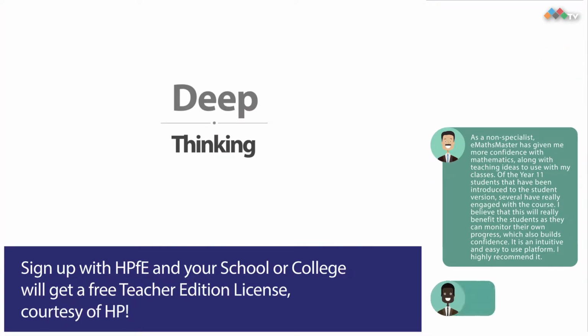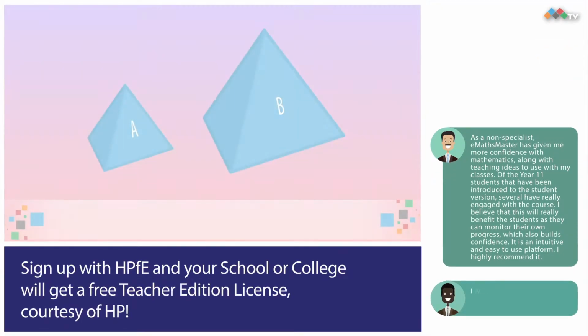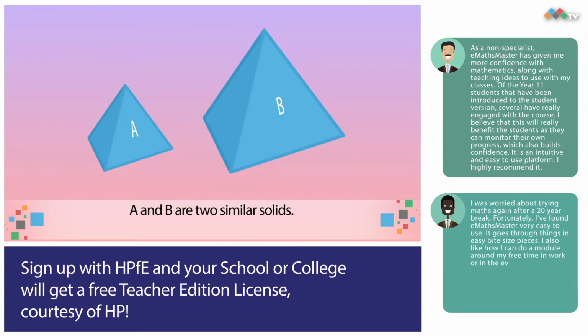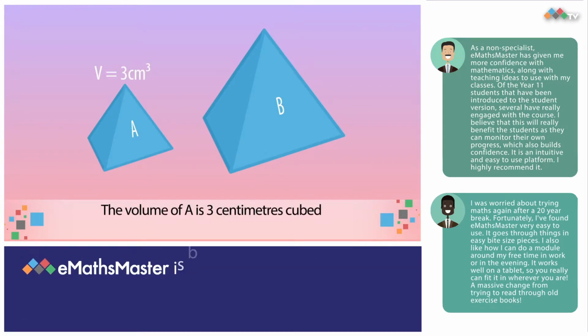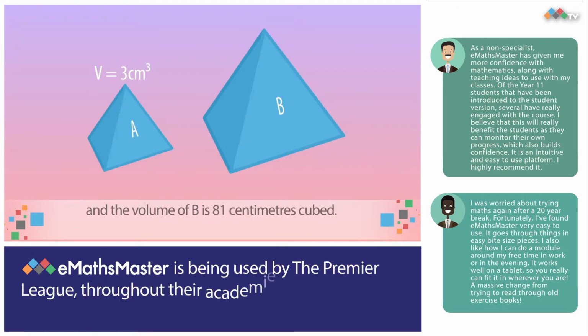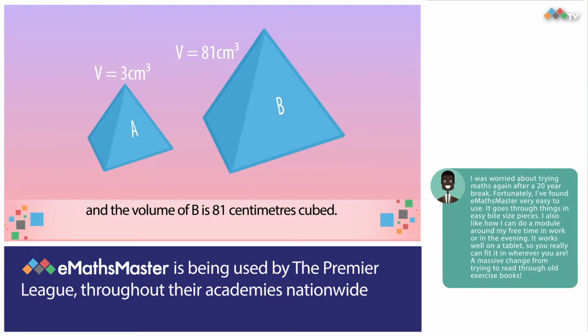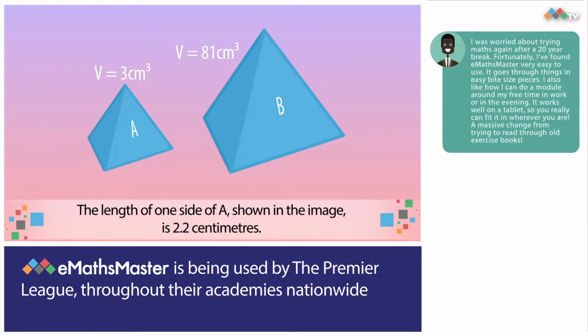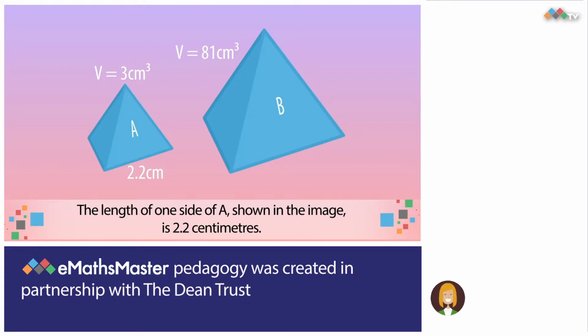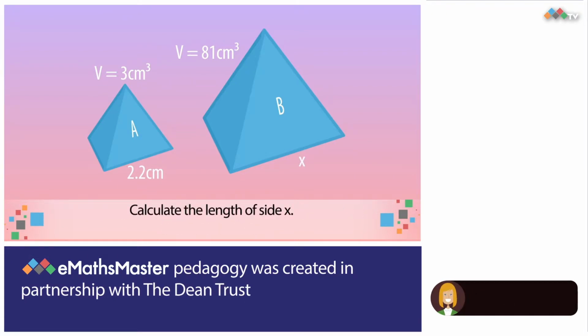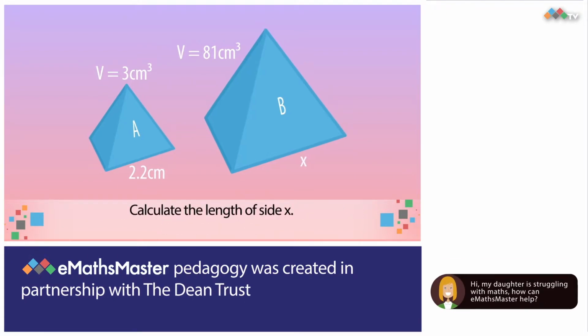Deep thinking. A and B are two similar solids. The volume of A is 3 centimeters cubed, and the volume of B is 81 centimeters cubed. The length of one side of A, shown in the image, is 2.2 centimeters. Calculate the length of side X.